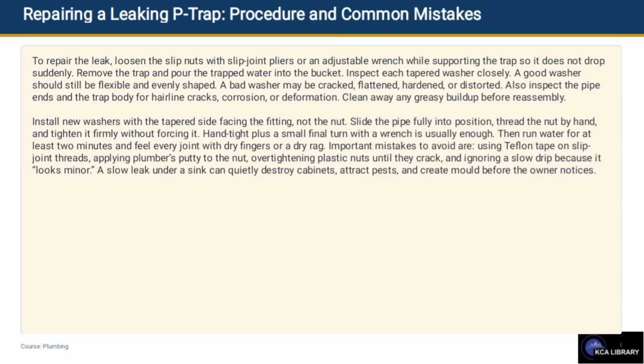Now, how do you repair a leakage? Procedure and common mistakes. To repair the leak, loosen the slip knots with slip joint pliers or an adjustable wrench, while supporting the trap so it does not drop suddenly. Remove the trap and pour the trap water into a bucket.